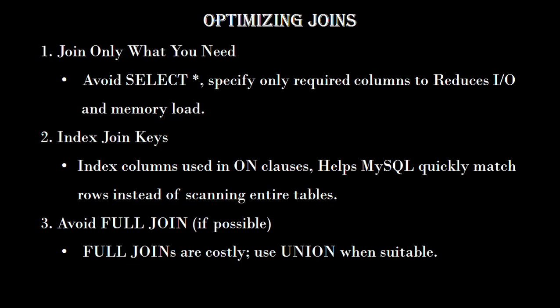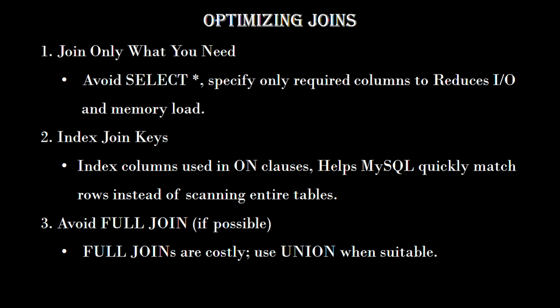While joining two tables, we need to join them in such a way that the join is optimized and gives good performance. While optimizing joins, we need to understand certain points. We need to join only what we need. We should stop selecting select star, because we need to specify only required columns to reduce IO and memory load, because the more columns you specify, the more operations it would take.